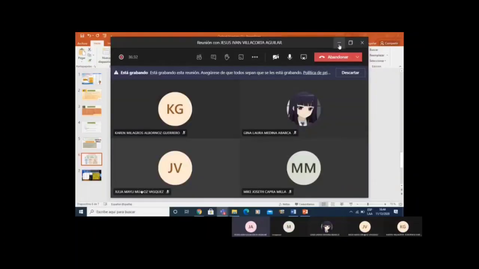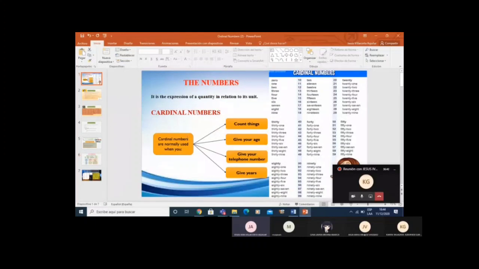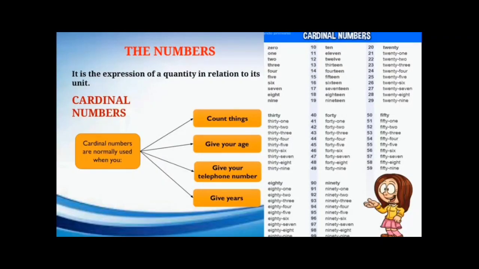Good afternoon, Miss. My group and I, today we are going to talk about the numbers, and my classmate is going to start talking about the cardinal numbers. The numbers: it is the expression of a quantity in relation to its unit. There are two main types of numbers: cardinal numbers and ordinal numbers.